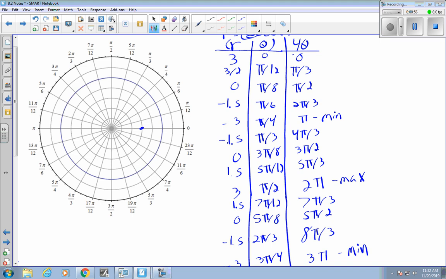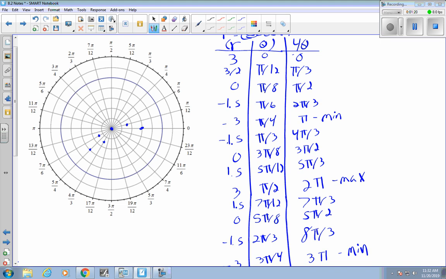Pi over 12 is labeled 3 halves. Just estimate to the best of your ability. Pi over 8 is the pole, which should make sense. Roses go through the pole a ton. Pi over 6 is negative 1.5. Pi over 4 is negative 3. Pi over 3 is negative 1.5. I mean, you already start to see 2 of these petals go.